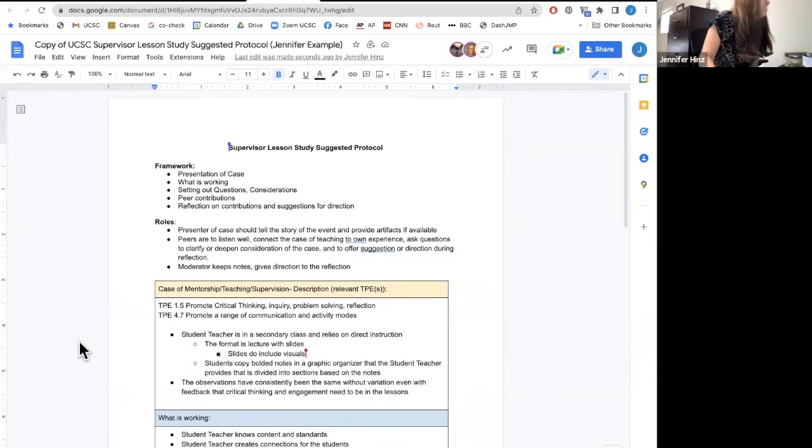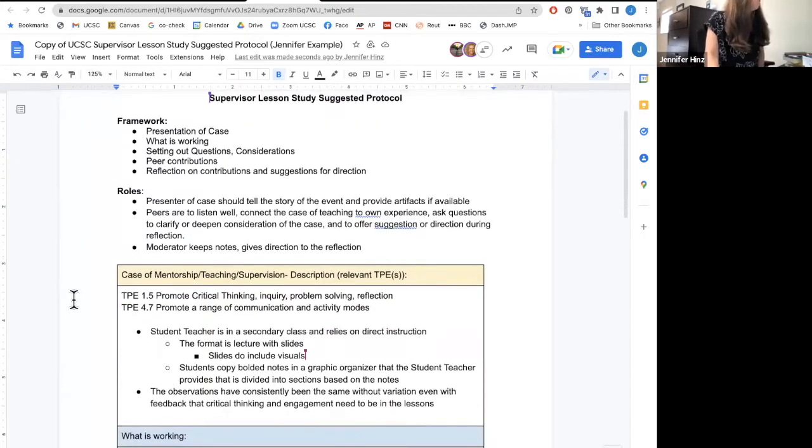You'll see up here the framework and the roles and everything, and then you'll see what I have filled out prior to coming into session. The way I would start is we would all have the opportunity to see this for the first time, and I would talk through what's going on. So thank you for providing me with the opportunity to talk about a case of mentorship. The TPEs that I really want to focus on are TPE 1.5, promoting critical thinking, inquiry, problem solving, reflection, and TPE 4.7, which is promoting a range of communication and activity modes.